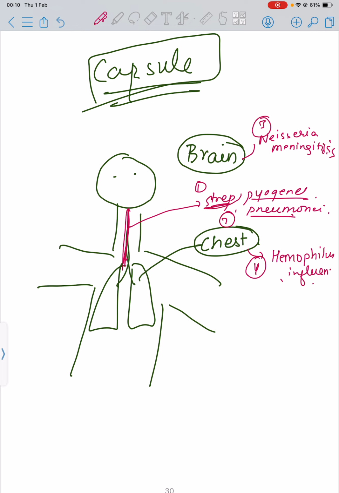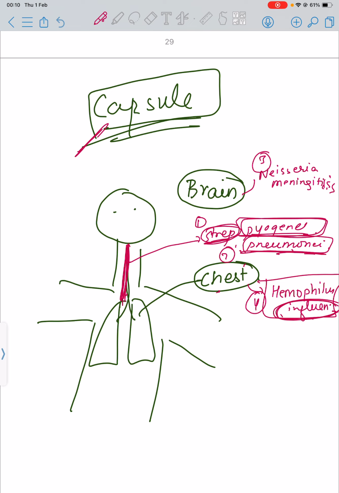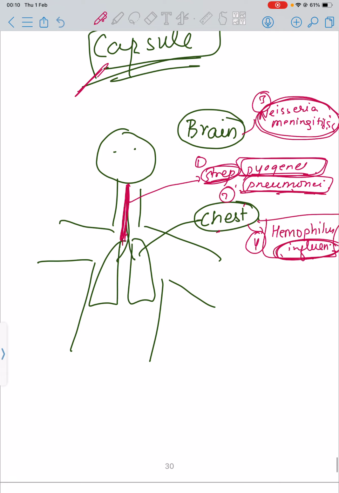For now, just remember Streptococcus pyogenes. This pyogenes is found in the throat, so it will obviously have a capsule. Streptococcus pneumoniae, pneumonia related to chest, also has capsule. Haemophilus influenzae, related to chest, has capsule. And related to brain, Neisseria meningitidis also has a capsule. So 4 examples for now.